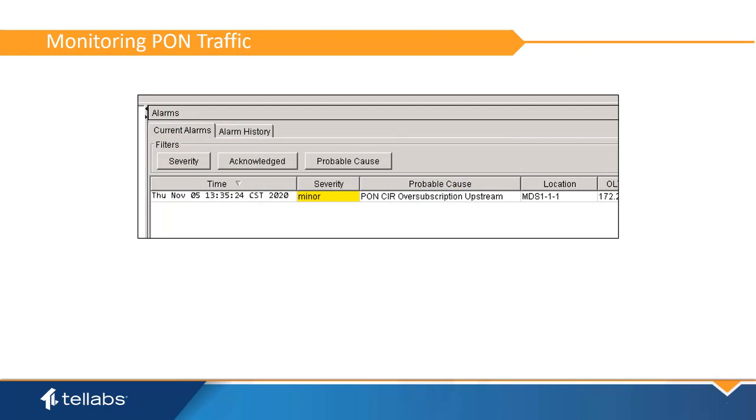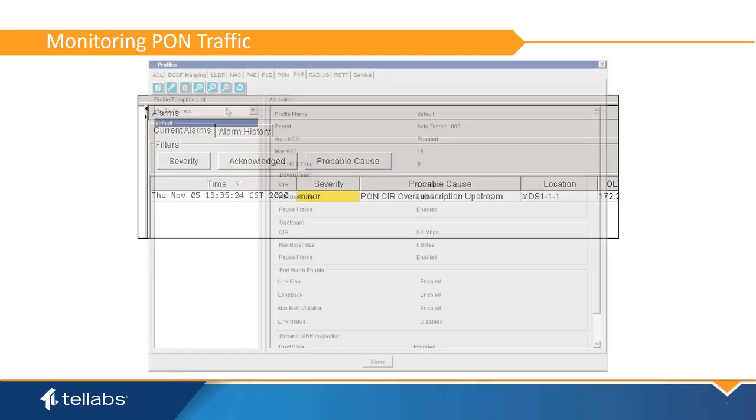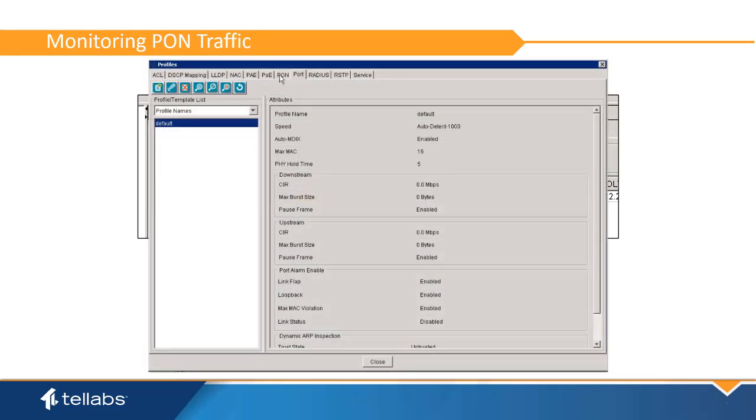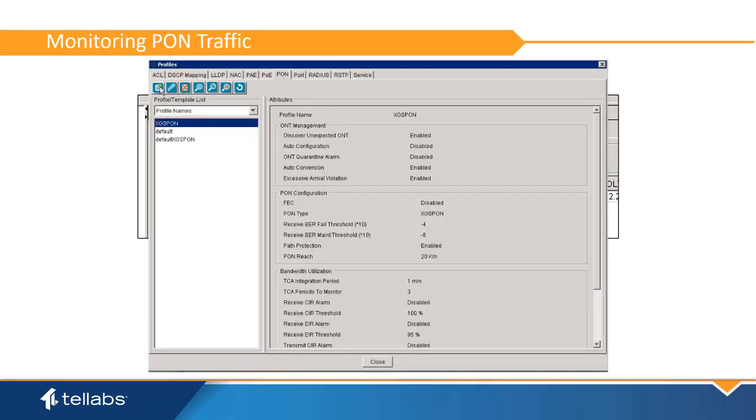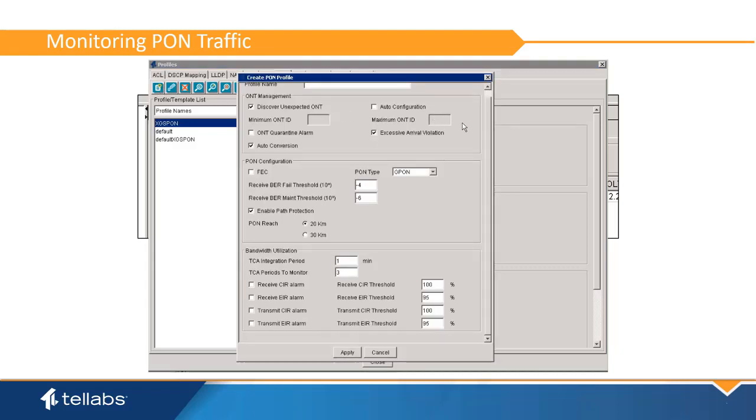A threshold crossing alarm can also be established on the PON to create notifications when a certain percentage of bandwidth is being used. Threshold crossing alarms are established in the PON profile. The receive CIR alarm signals when the combined committed rates exceed the percentage of the total guaranteed bandwidth on the PON. The receive EIR alarm signals when the bandwidth utilization on the PON exceeds the indicated percentage of the total bandwidth on the PON.